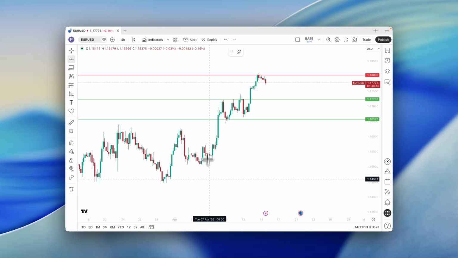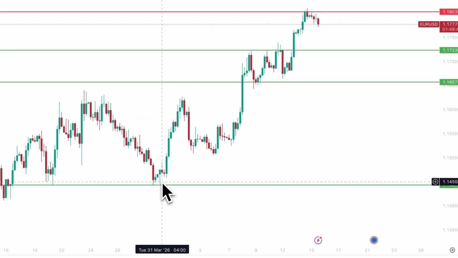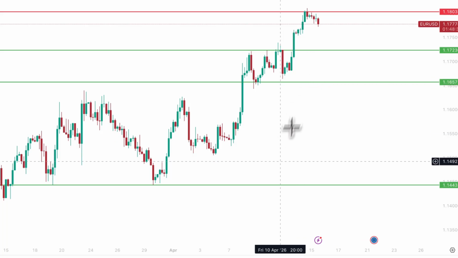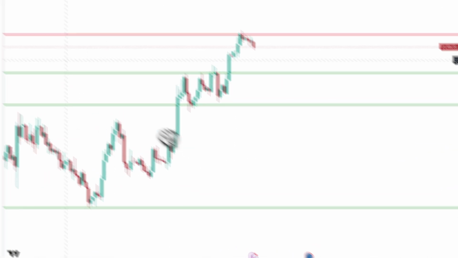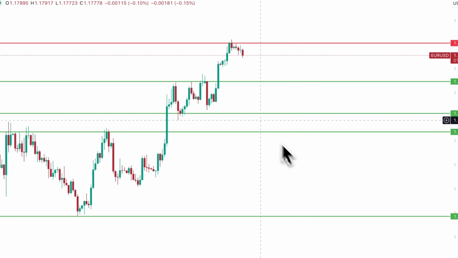For example, I can't place S3 around here and expect it to be valid. It could be true as a support level, but it does not mean this should be S3. Instead, S3, for example, could be this recently formed high. But you can see the distance is not that equal.